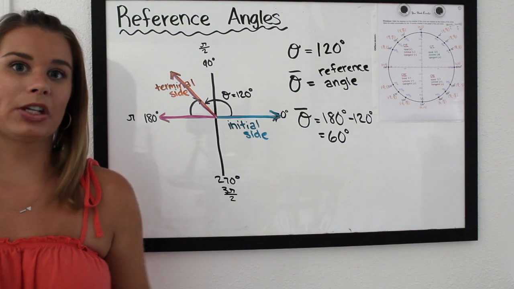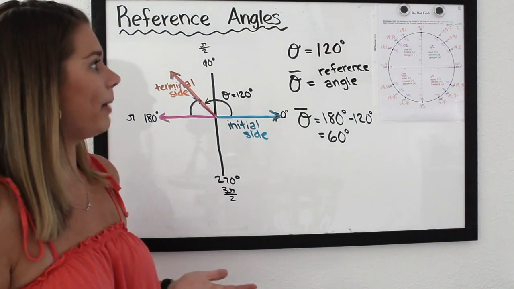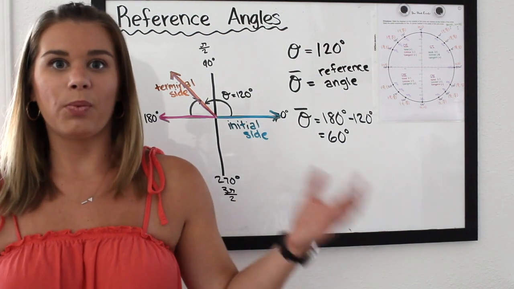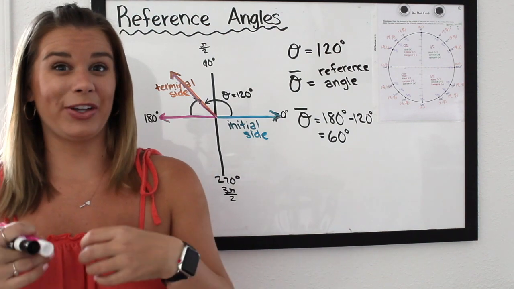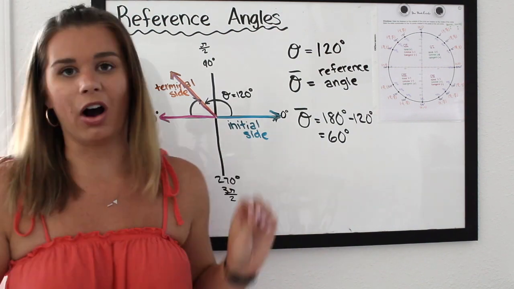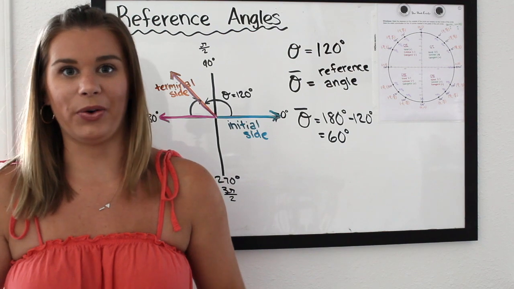Next I'm going to do an example where I'm given a couple of trig functions with an angle to evaluate at that's not quite obvious to use for the unit circle.